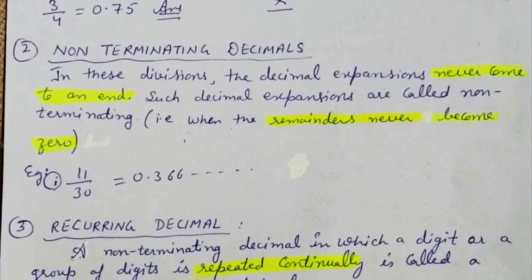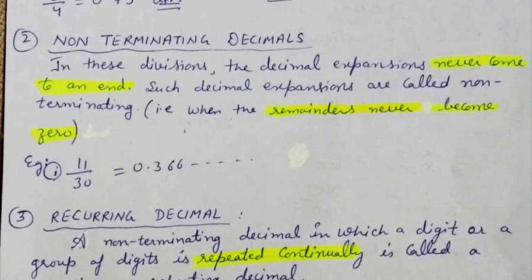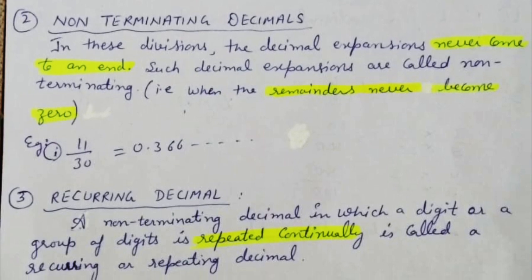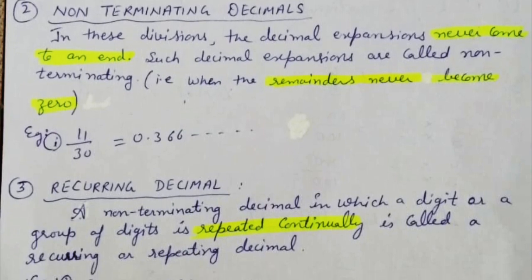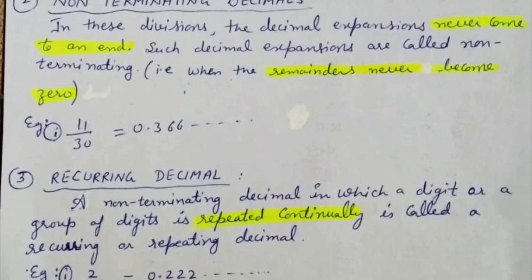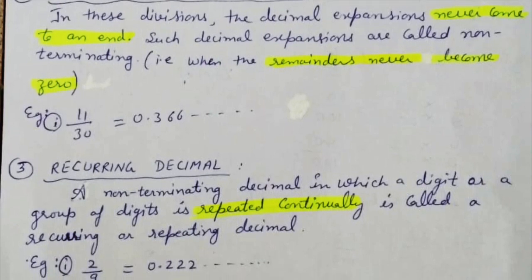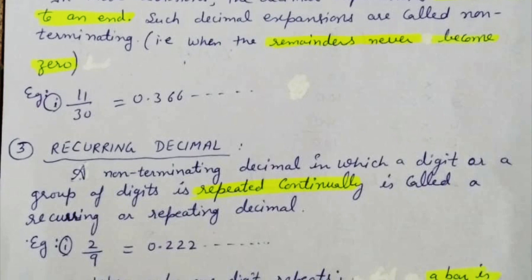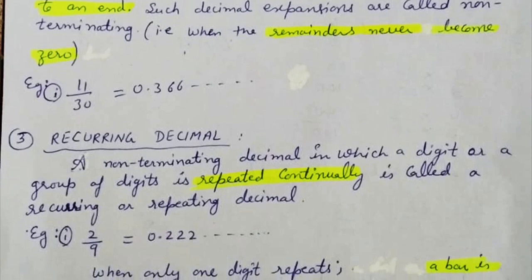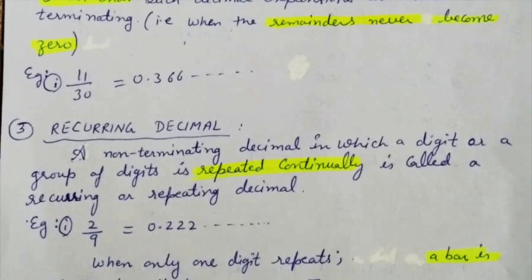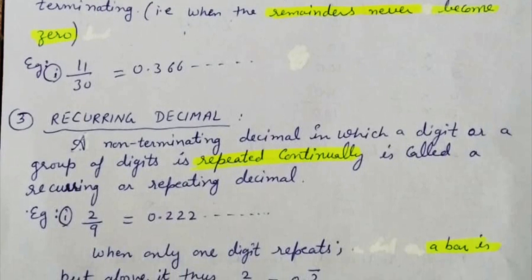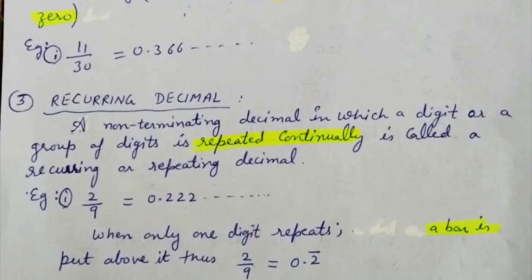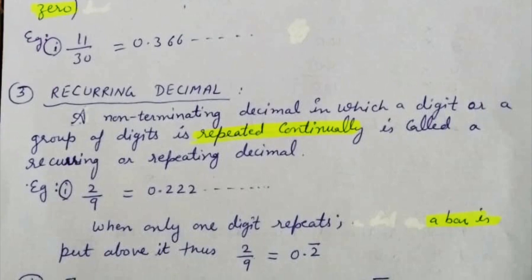Now, the third is reoccurring decimals. A non-terminating decimal in which a digit or a group of digits is repeated continually is called a reoccurring or repeating decimal. For example, when you divide 2 by 9, you will get 0.222 continuously. Here you can see which digit is repeated? 2. So when only one digit repeats, a bar is put above it. Thus 2 by 9 is equal to 0.2 bar.